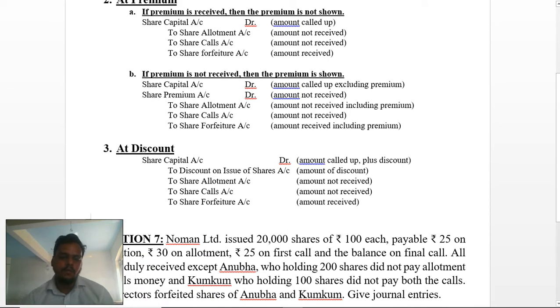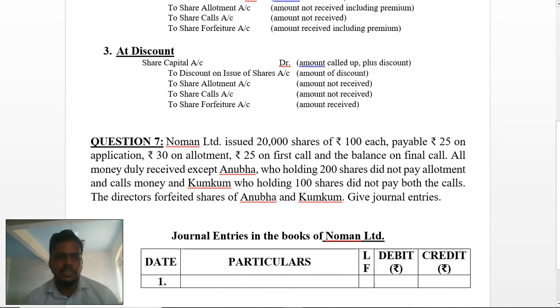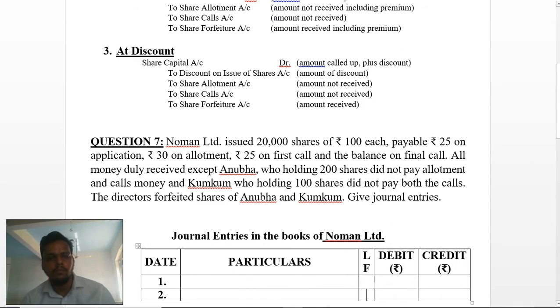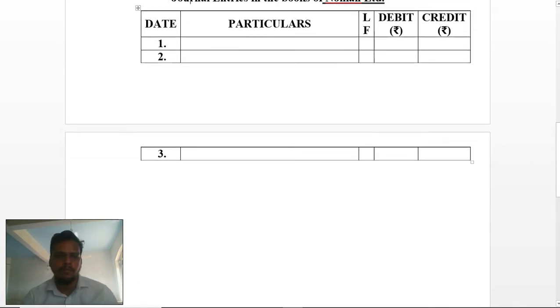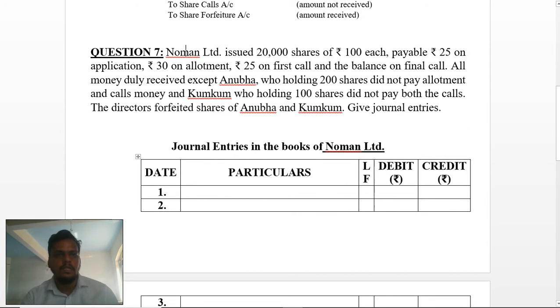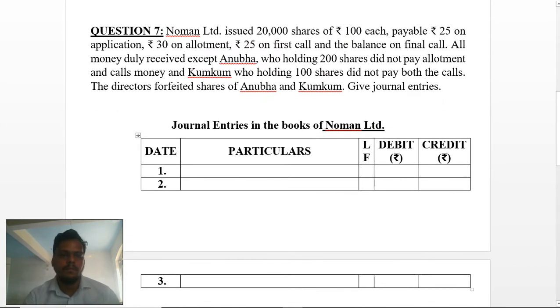Now we are carrying forward with a new question on forfeiture. Let's see the question first and then we will solve it. Let's begin with the question. The question says that Noman Limited issued 20,000 shares of rupees 100 each, payable at 25 rupees on application, 30 rupees on allotment, 25 rupees on first call, and the balance on final call account.